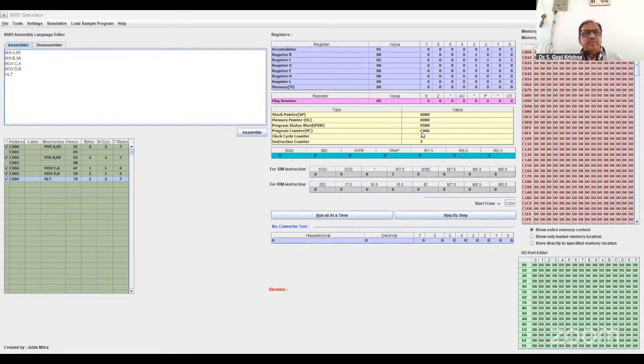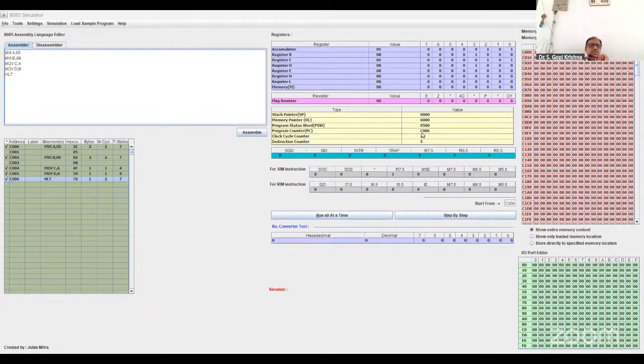So ADD M is such an instruction where, before writing ADD M, the HL pair has to be initialized by writing, let's say, H. Whatever data is in the HL pair will be considered as the address of the memory location, and the corresponding data is called M. That is the memory location data. That data will be added to the contents of the accumulator.